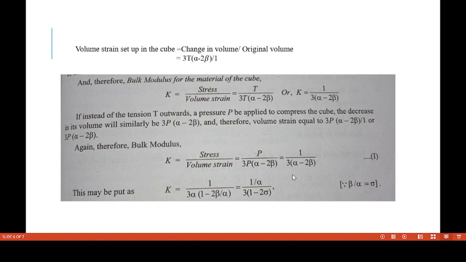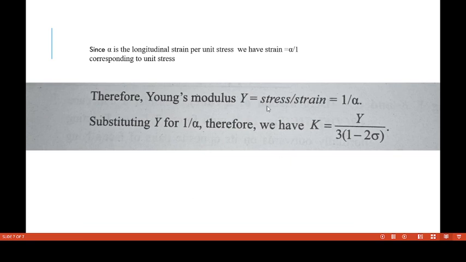And now taking alpha common from here, we obtain 3 alpha times 1 minus 2 beta upon alpha. So beta upon alpha is nothing but the Poisson's ratio, and alpha can be taken to numerator, which will be 1 upon alpha. And we know that alpha is longitudinal strain per unit stress, whose reciprocal will be stress upon strain, which is nothing but the Young's modulus itself. So substituting the value Young's modulus here, we will obtain the relation connecting Young's modulus, bulk modulus, and Poisson's ratio.